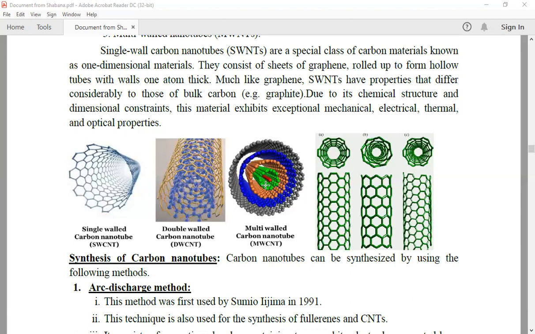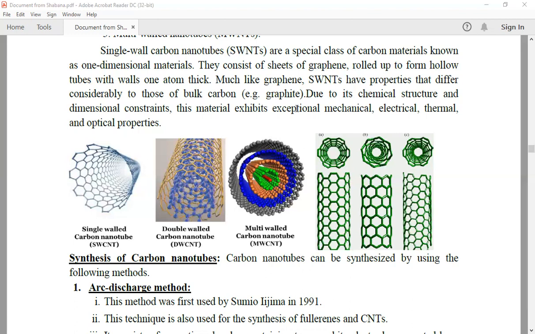Coming to the electrical property, because of the symmetry and unique electronic structure of graphene, the carbon nanotube is semiconducting with a very small band gap between the valence band and the conduction band. Because the electrons propagate only along the tube axis and involve quantum effects, the carbon nanotube is referred to as a one-dimensional conductor.